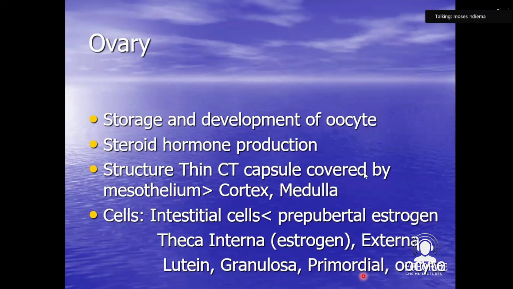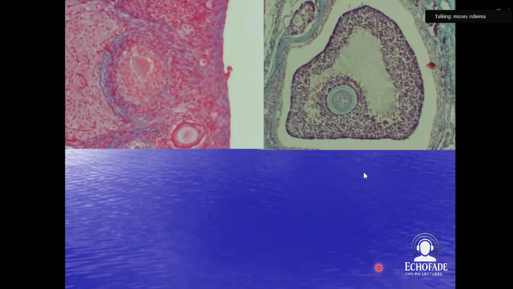Apart from this, the other ones are primordial cells. These are the primary oocyte, and then eventually the secondary oocyte. And these primary oocytes are surrounded by the primordial cells. So when you talk about the follicles, we'll have different stages of development of the follicles. These are ovary from the surface.